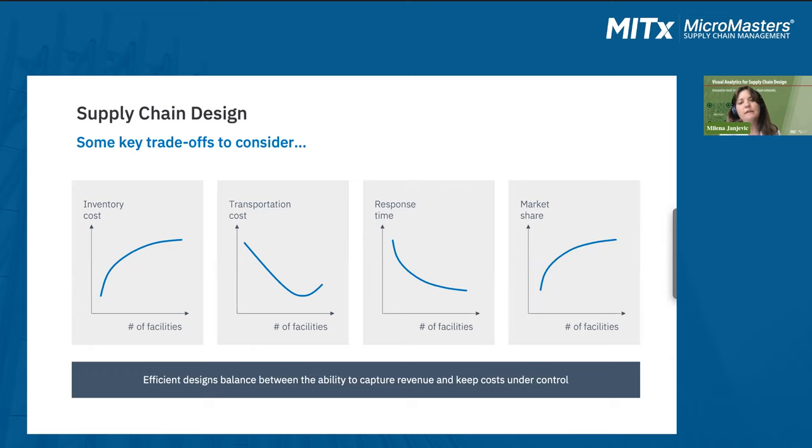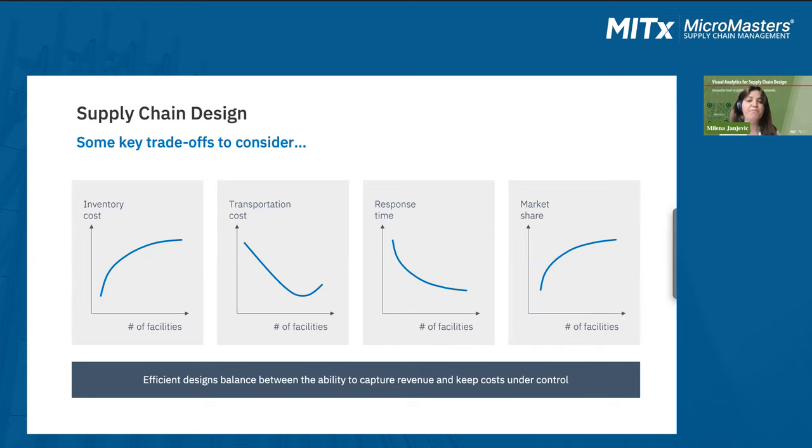So ultimately, if I take this very simple decision, which is the number of facilities, I can see that both on the logistics side and on the business side, there are going to be various impacts on the performance. What I'm basically trying to do is design a network in such a way that it balances the ability of the network to capture the revenue and the ability to keep our logistics costs under control. And so it can become quite a complex problem.